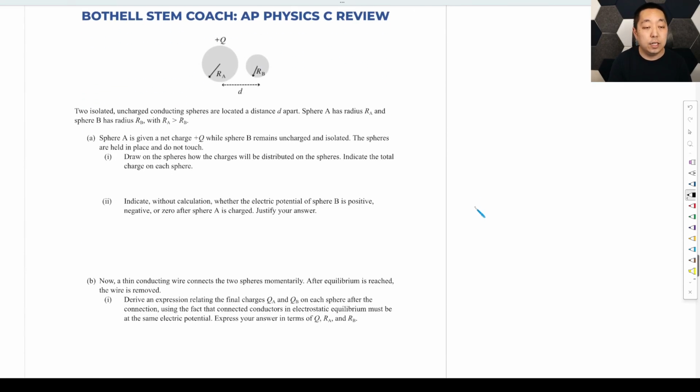All right, let's take a look at a charging mechanism question here. So we have two isolated uncharged conducting spheres located a distance d apart. Sphere A has a radius RA, and sphere B has a radius RB, with RA bigger than RB, as you can see in the picture. Sphere A is given a net charge of plus Q, while sphere B remains uncharged and isolated. The spheres are held in place and do not touch. Draw on the spheres how the charges will be distributed, including the total charge on each sphere.